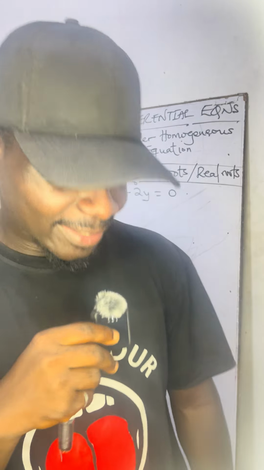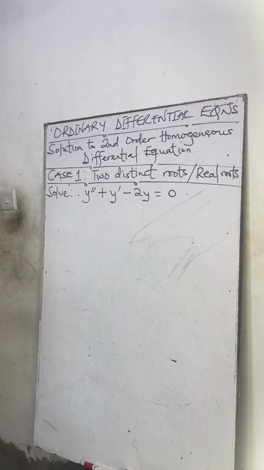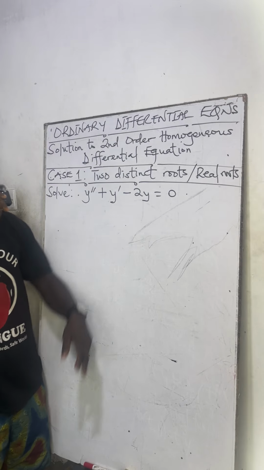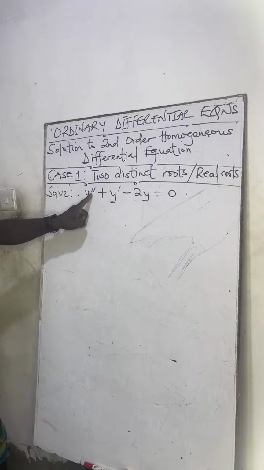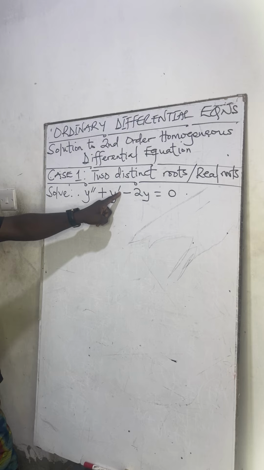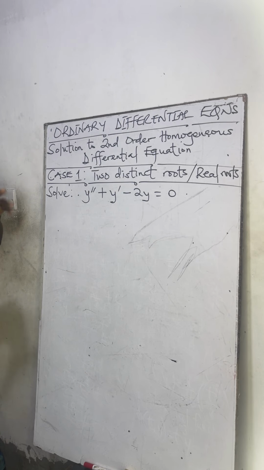All right, so let's see another thing here under ordinary differential equation. We are looking at the solution to a second order homogeneous differential equation. Now, it's second order because we have two here. This one is one, that's first order. So don't forget, second order, first order is inside second order.